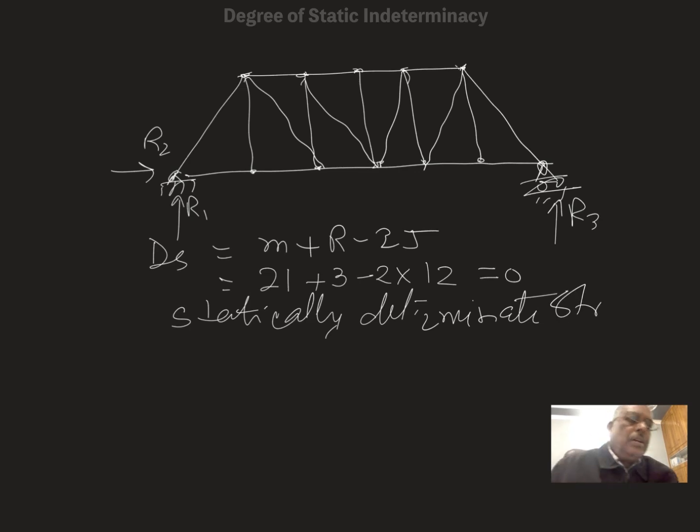So what is the advantage of finding the indeterminacy? If it is statically determinate, then we go for the 3 equilibrium equations: sum of horizontal forces 0, sum of vertical forces 0, and sum of the moments 0, and find the requirements. So this we can do statically. But if it is indeterminate, how many indeterminacies? Suppose 2 members more. Now take another example in the same.